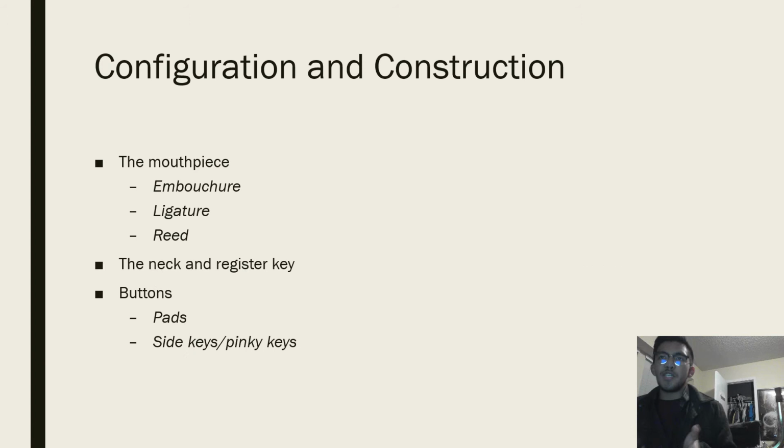All right, so configuration and construction. I'm gonna start with the mouthpiece. The mouthpiece right here is the entire black part of it, and this golden piece is the ligature, and the ligature holds this wood piece right here, which is the reed, and the vibration of the reed is actually what creates the sound, so you can actually create sound without connecting it to the saxophone.